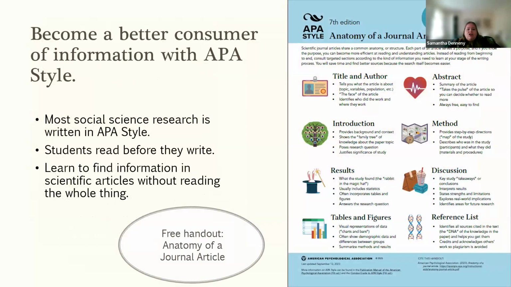In addition, students aren't just writers when working with APA style. APA style can also help them become better consumers of information. As you all know, most social science research and research from a lot of health sciences is written in APA style or similar styles. Students often read before they write, and so really understanding how to read an academic paper in APA style and learning how to find information to skim and understand the different parts of a paper can be really helpful and important. So a great thing to add to your LibGuide is a link to our Anatomy of a Journal Article.